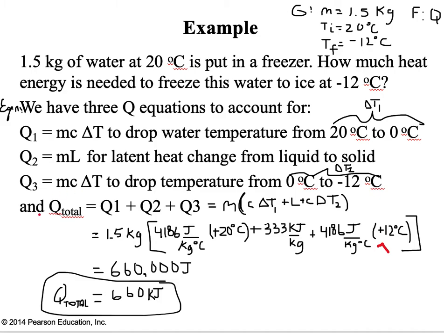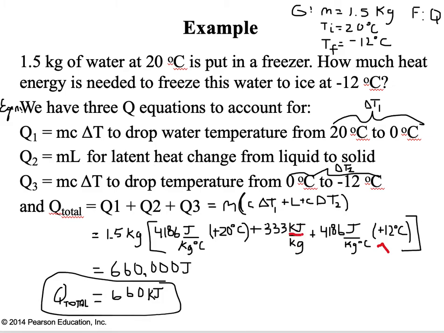Our total amount of heat that we need to remove from the water is Q1 plus Q2 plus Q3, which is equal to M times the quantity C delta T1 plus L plus C delta T2. So our mass is 1.5 kilograms. We look up in the table for C of water, and water is 4186 joules per kilogram degree Celsius. We're going to have a temperature drop of 20 degrees Celsius. We add on our latent heat, 333 kilojoules per kilogram.